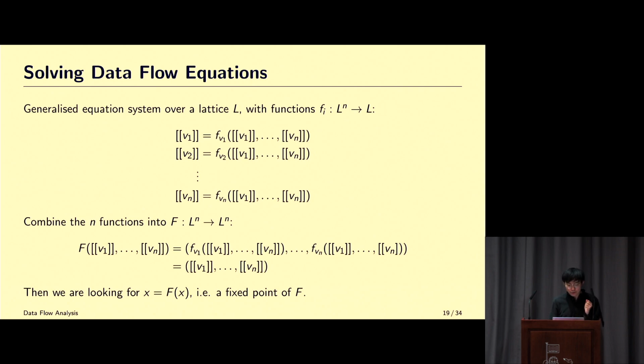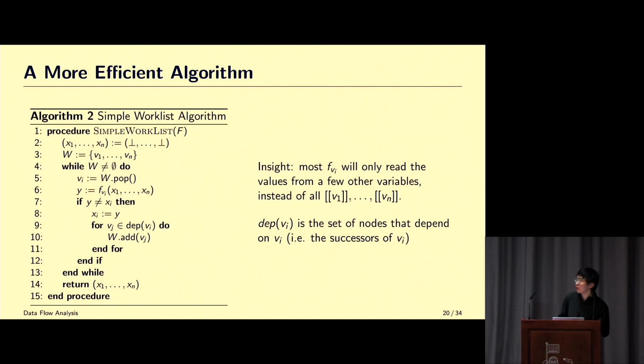And so here's a slightly more efficient algorithm than what we've seen before. The insight here is that most of these functions will only read variables from a few other nodes instead of the entire CFG, instead of every node in a CFG. So you have this dependencies array, which is just a set of nodes. The dependencies of vi is the set of nodes that depend on vi, and those are just the successors of vi. And so you have this work list W, which starts with all of the nodes. We want to process all of them at least once.